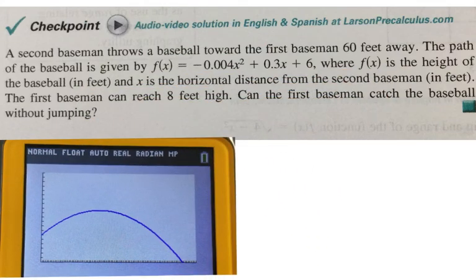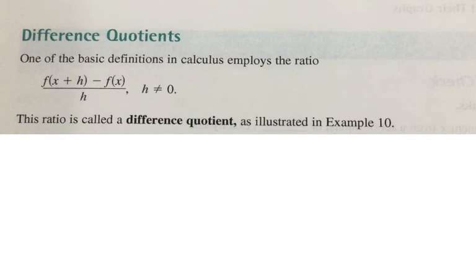So now, I care about 60 feet away. So I'm clicking trace, and I'm going to where my X is 60. So I am right at about 9.5 feet at 60. If the first baseman can reach 8 feet, can they reach the ball without jumping? Nope. No.